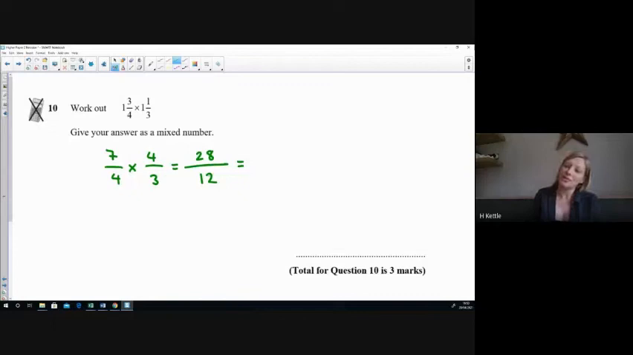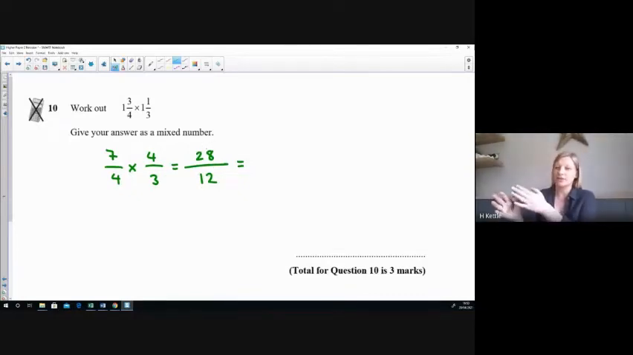Now we need to say how many 12s go into 28. We could simplify it at this point. I'm just going to make it back into a mixed number before I do that. How many 12s go into 28? So 12, 24. So it's going to go in twice, remainder 4 out of 12.